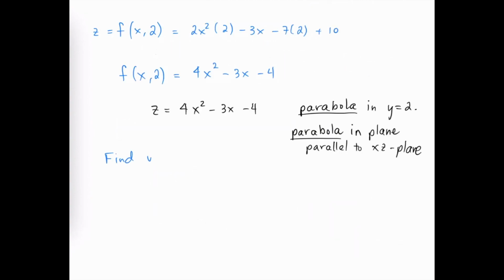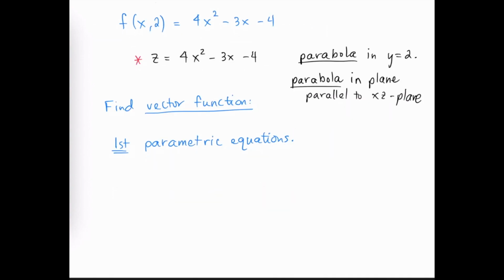Now the directions asked us to find a vector function for this curve. And in order to find a vector function, it's easiest to first find a set of parametric equations and then use those parametric equations to create that vector function. So we're looking for parametric equations for this intersection curve within the plane y is equal to 2. One of the easiest ways to parameterize this curve is to just let x be equal to t. The y parametric equation is going to be the constant y is equal to 2 because we're in that y is equal to 2 plane.